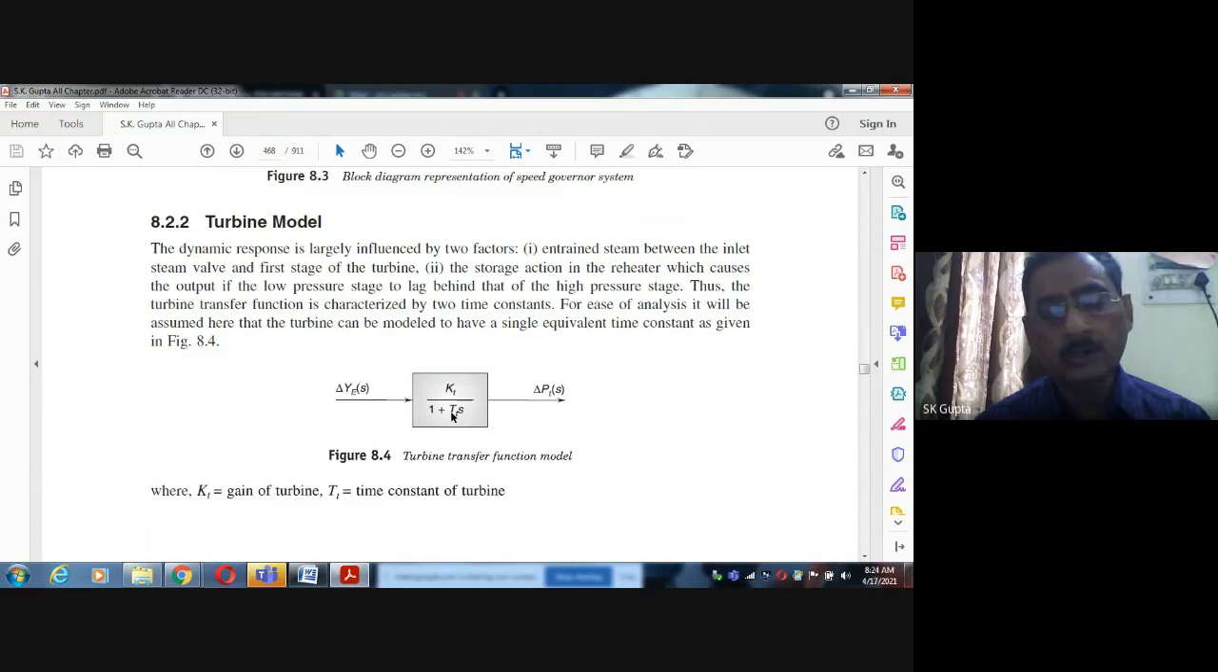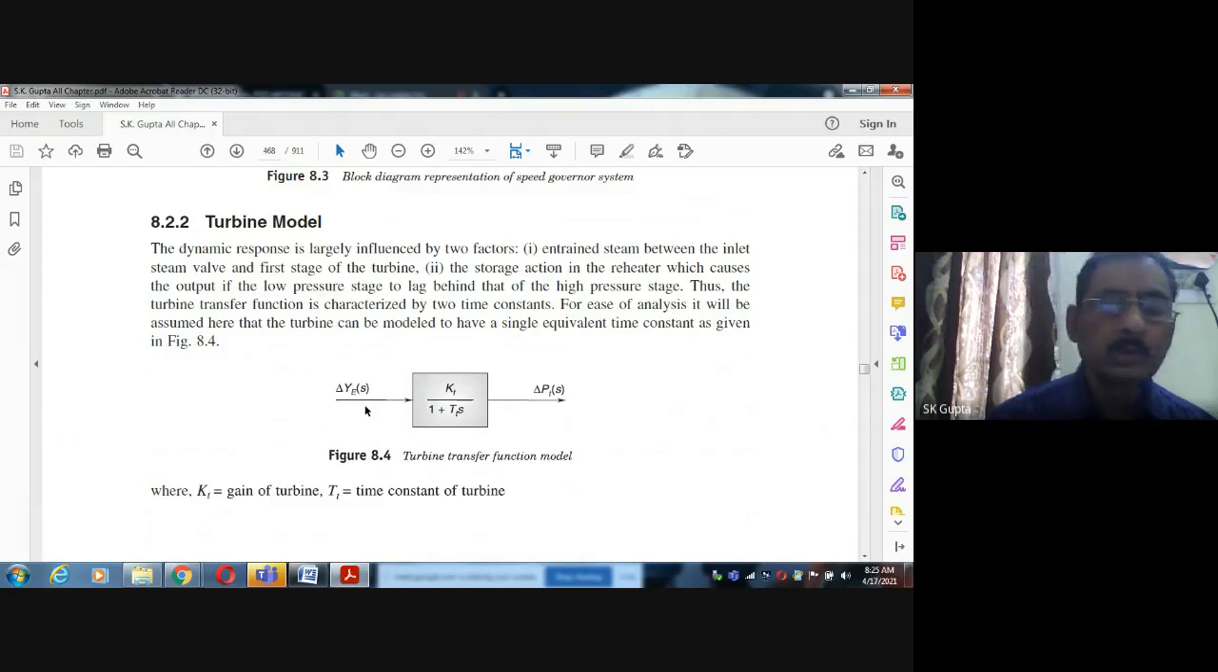This model can have a high order transfer function, but for simplicity it is considered as a single order transfer function. Here delta Y is the input: how much opening there is for the fuel. Depending upon the opening, it gives a power, delta PT. For Y1 it gives PT1, for Y2 it gives PT2.